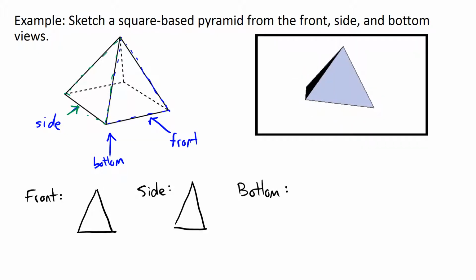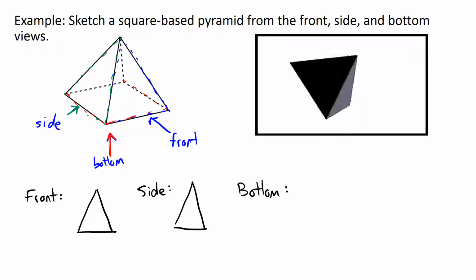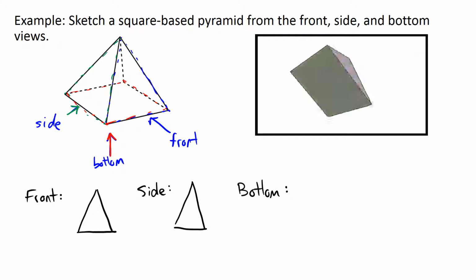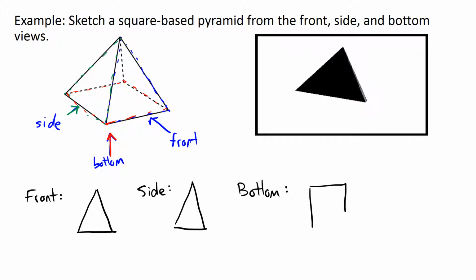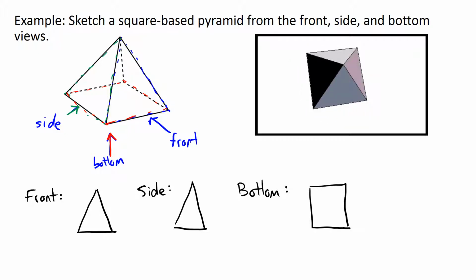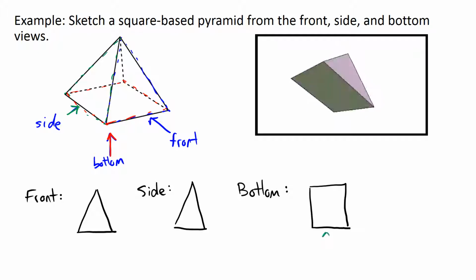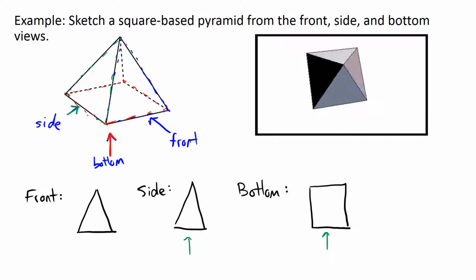we're going to be looking at the square bottom of the pyramid. So from the bottom, we're going to be looking at the square base of the square-based pyramid. So what we're going to see is just a square. And what we should try to do is make an effort to make the length of the square the same as the length of the base of the triangle, since those are connected in the 3D object.